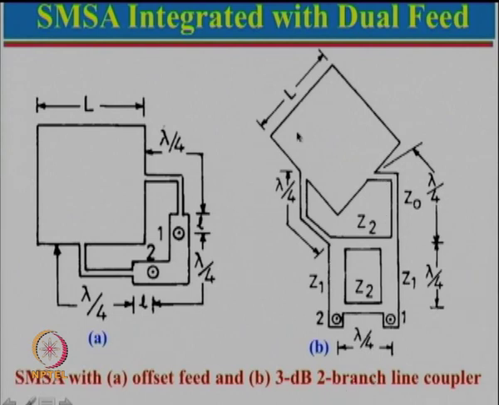Now the only problem with this particular configuration is it occupies a lot of area, because already there is a patch over here which is lambda by 2 by lambda by 2, and we have a lambda by 4, another lambda by 4. So the size of the antenna becomes large. So that is the only disadvantage, but now this disadvantage we have used for advantage. We will show you the next configuration now.